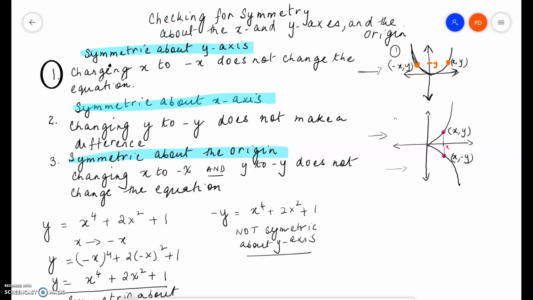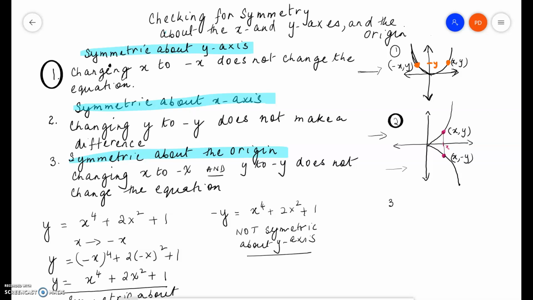In the second graph, we have a graph that is symmetric about the x-axis. Changing y to negative y does not make a difference in the equation. So if we are given an equation, we plug in negative y for y, and if it does not make a difference in the equation, then we can conclude that the graph of the equation is symmetric about the x-axis.